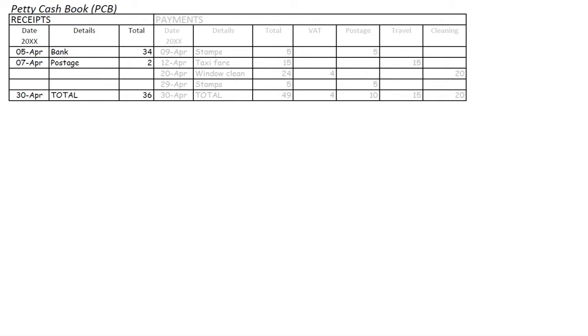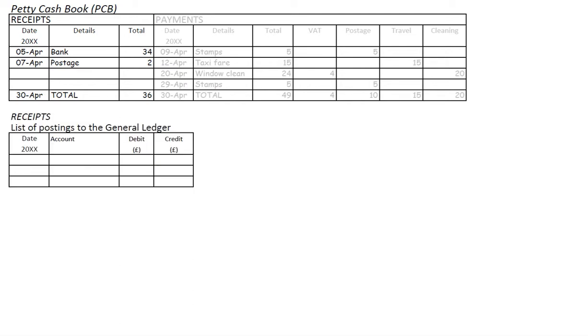So when we look at the receipts, we've got £36 being received as petty cash during the period. And that is going to be recorded as a debit to petty cash. It's a debit because it represents an increase in the value of our petty cash asset. We'll then post where that money has come from.